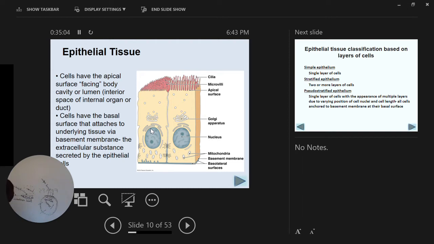Make sure it's not distracting you. Does that make sense to you? So when I say the apical surface open to the lumen, to the space, it makes sense now, right? Then the basal surface is attached to the basement membrane. Can you relate now?